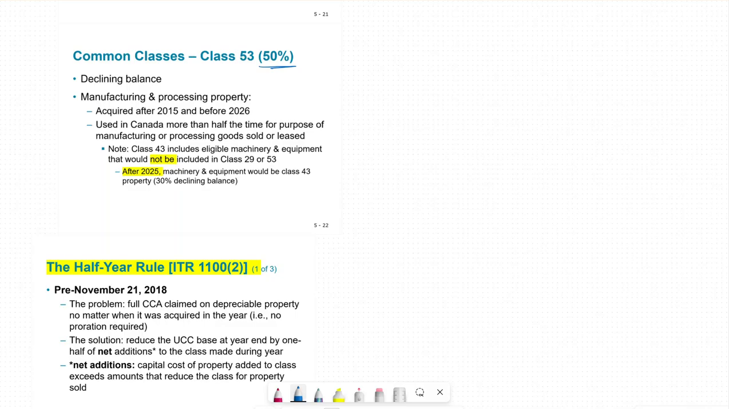Now it says class 43 includes eligible machinery and property that would not be included in 29 or 53. If you put them in 43, you cannot use it here. You cannot use them here.